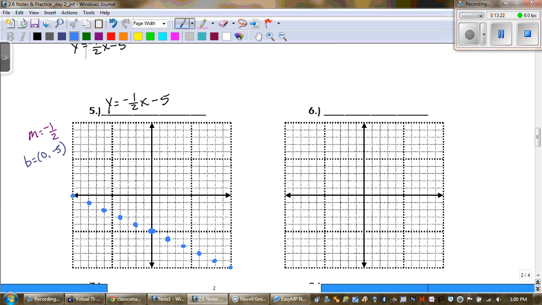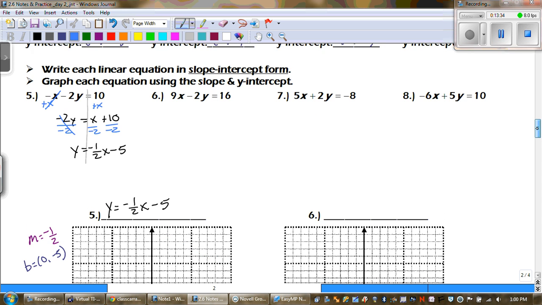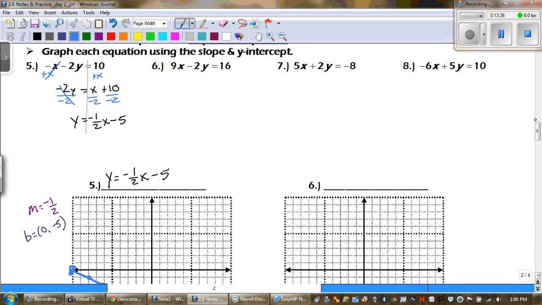Let's go ahead and draw that right now. There we go. And I have to add my arrows because it's a line. Okay. All right. Why don't you guys try number 6? Go ahead and solve for y, put it in slope-intercept form, and then draw the graph. Go ahead and pause the video, and good luck.